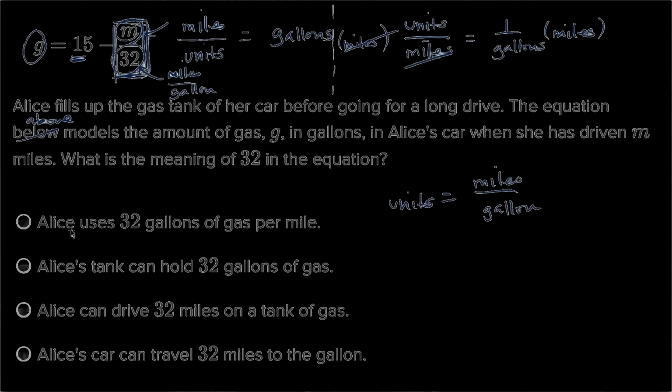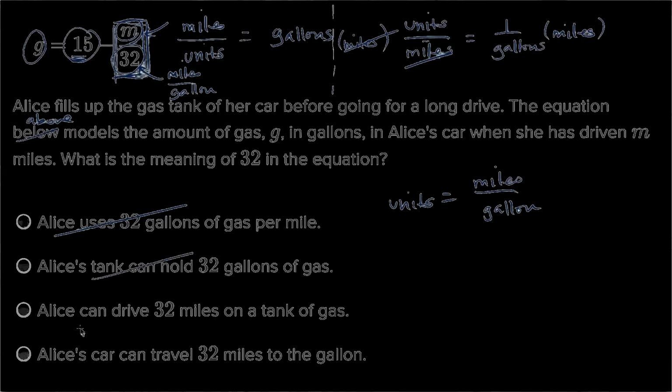So let's get the choices. Alice uses 32 gallons of gas per mile. We have to be very careful. It's miles per gallon, not gas per mile. Alice's tank can hold 32 gallons of gas. No, Alice's tank can hold 15 gallons of gas. She fills up her tank, and before she's driven anything, we see here when m is 0, she's going to have 15 gallons in her car.